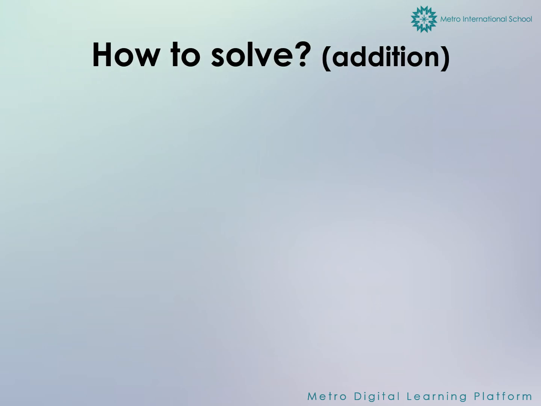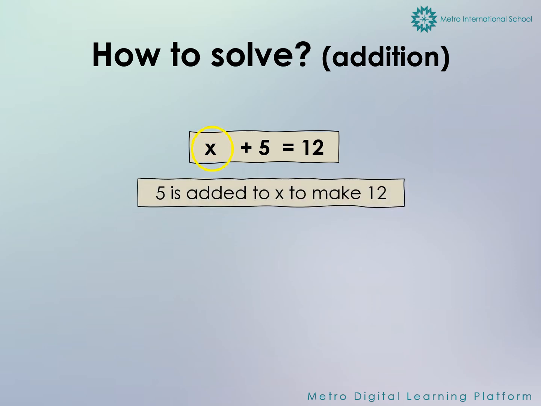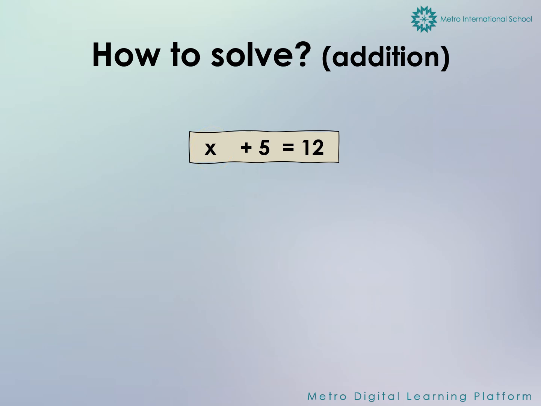To solve simple equations, start by thinking about what's happening to the variable. Consider x plus 5 equals 12. So, what is happening to x here? X is being added by 5 to make 12. The next step is to take the number that is plus 5 over here and its sign and shift it to the other side. Remember, you must also flip the sign when you are moving the number to the other side of the equation. So, plus 5 has become minus 5.